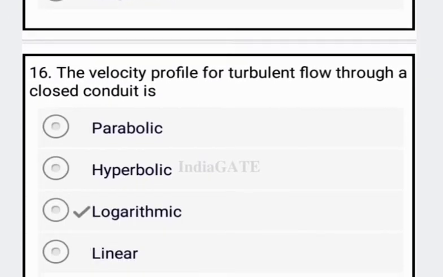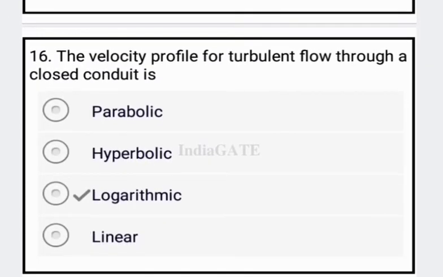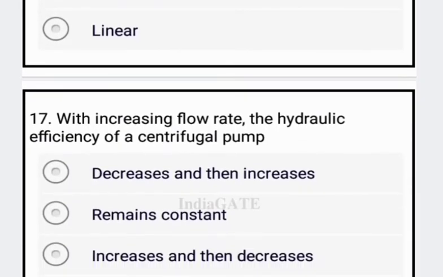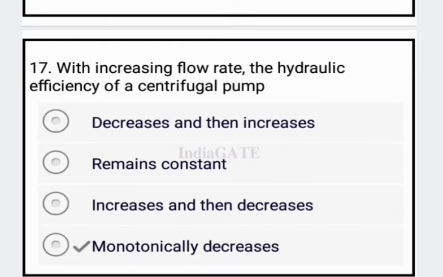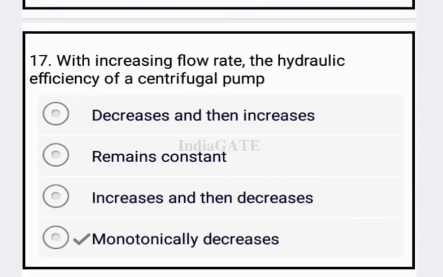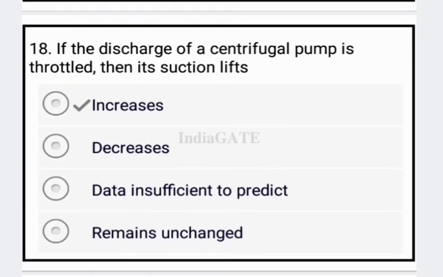Next question. The velocity profile for turbulent flow through a closed conduit is. So the correct answer is option C, that is logarithmic. Next question. With increased flow rate, the hydraulic efficiency of a centrifugal pump. So the correct answer is option D, that is monotonically decreases. Next question. If the discharge of a centrifugal pump is throttled, then its suction lift. So the correct answer is option A, that is increases.